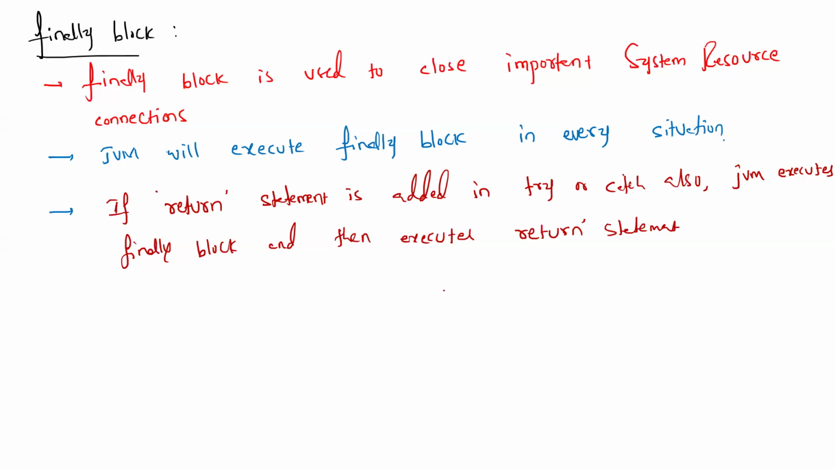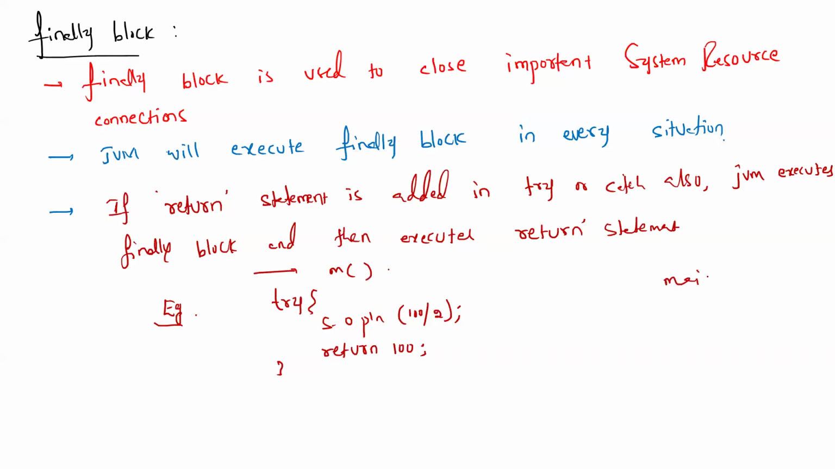For example, if you have a try block, inside the try is System.out.println, say print 100 by 2. Then I'm adding a return statement according to the return type of my method, some 100. This is present in method m, and from the main method this m is called. So first the JVM comes to method m. Are you imagining the scenario, or should I write the correct code?